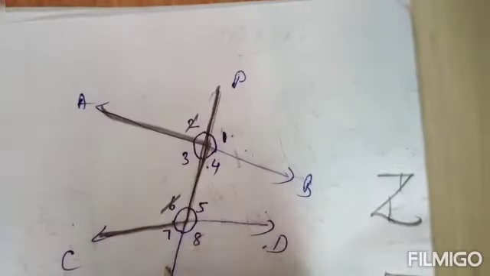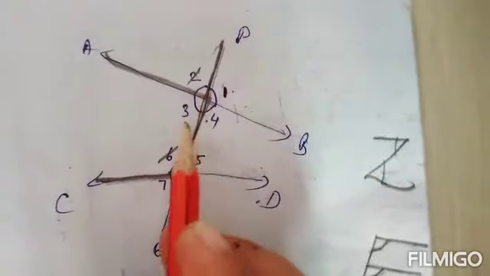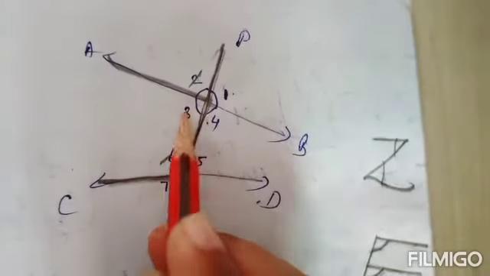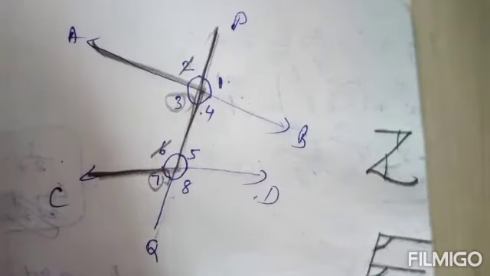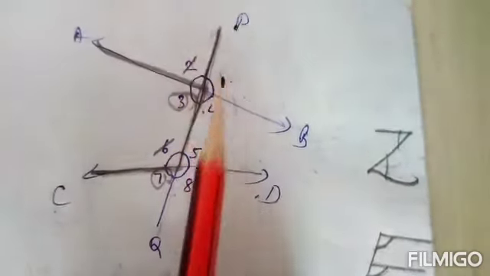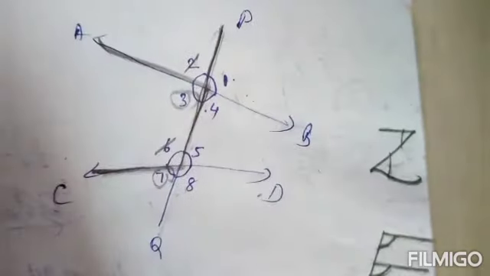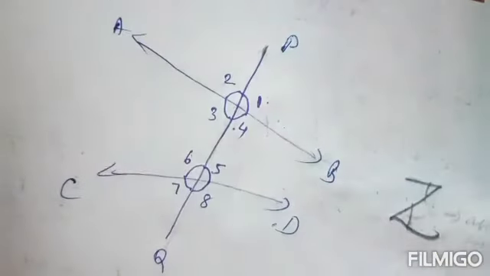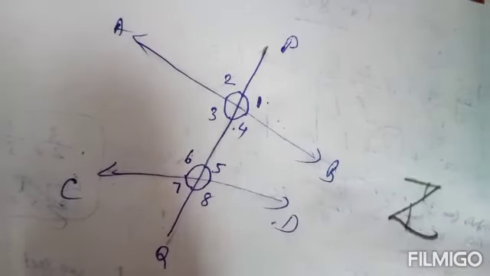This way. Okay, so angle 2 and angle 6. Then the remaining one, angle 3 and angle 7. So these are the 4 pairs of corresponding angles: angle 1 and 5, 4 and 8, then 2 and 6, 3 and 7. Okay. Next, co-interior or co-joint or allied angles.